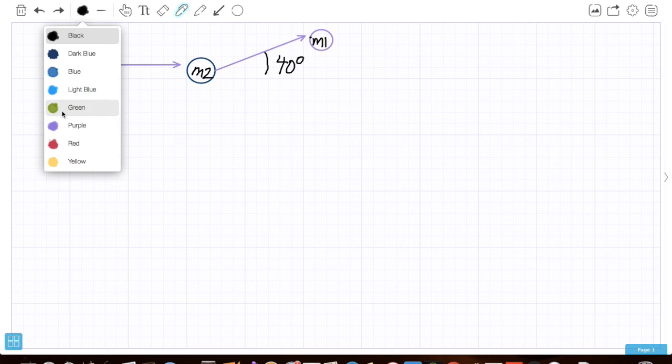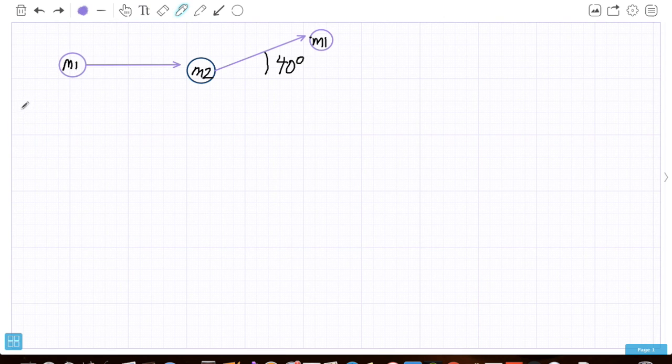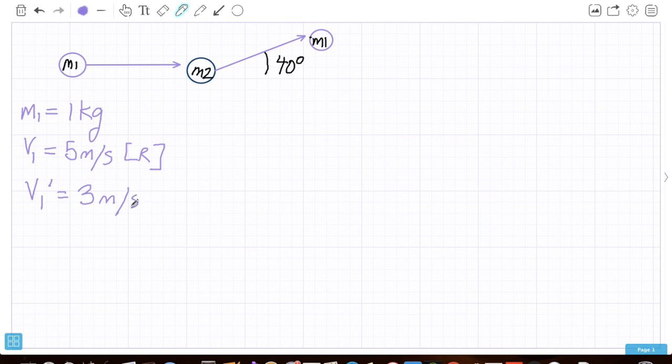So we'll start off with m1. What do we know about m1? Well, we know that the mass of m1 is equal to 1 kilogram. We know that its velocity is equal to 5 meters per second, and that's to the right. And we know that the final velocity of m1 is equal to 3 meters per second to the right, 40 degrees up.